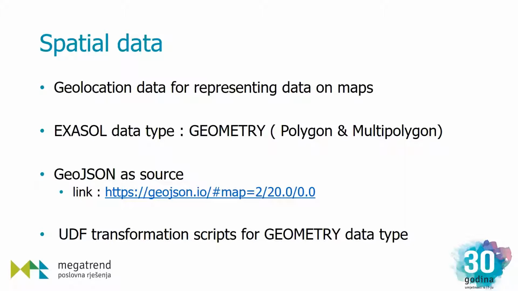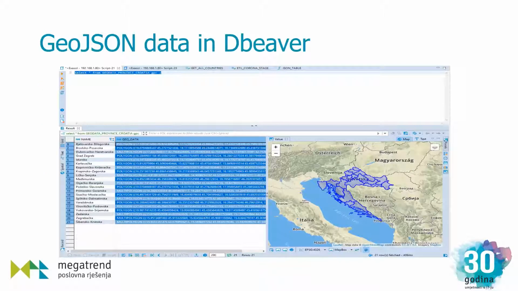It includes polygons and multi-polygons. So when we get the spatial data, we also use some transformation scripts for converting GeoJSON data to the geometry data type. And this is an example of how the spatial data looks in DBeaver. It presents the province of Croatia, and you can see the geodata can be polygons and multi-polygons.